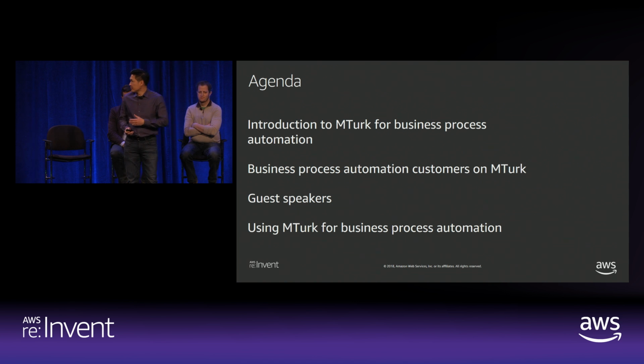So here's a high-level agenda of what we'll be talking about today. One, we'll start off with a little bit of an introduction to MTurk, business process automation, what it is, how to use it, and then provide some examples of how customers are using MTurk today for business process automation.